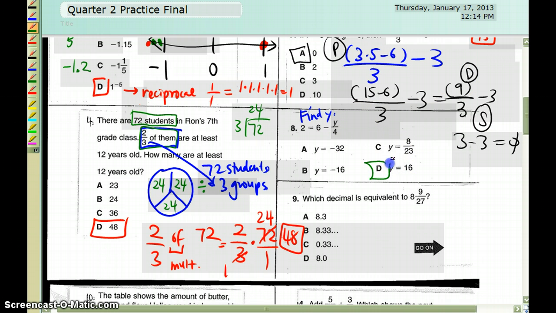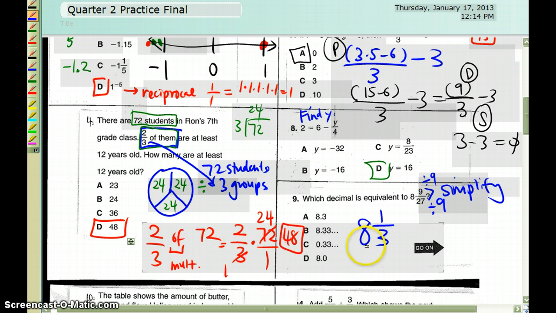Going back over here, D. Number 9, I'm looking for the decimal that is the same as 8 and 9/27. Anytime I see a fraction and I can simplify, I'm going to do that to make it easier. So I'm going to divide both numbers by 9, making my decimal 8 and 1/3. I know that definitely C won't be an answer because I don't want 0.33. I want 8 point something.